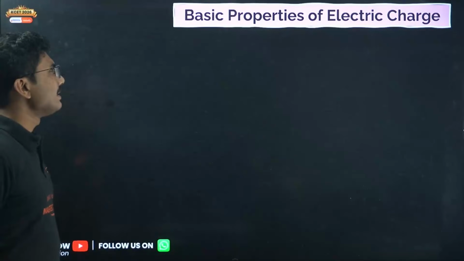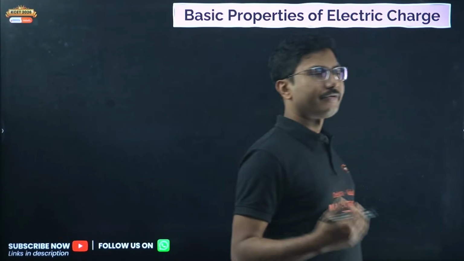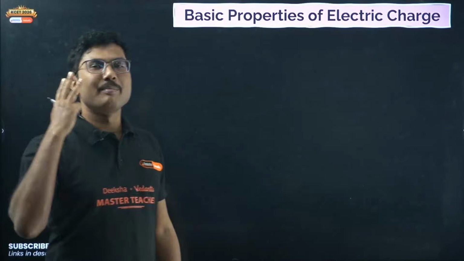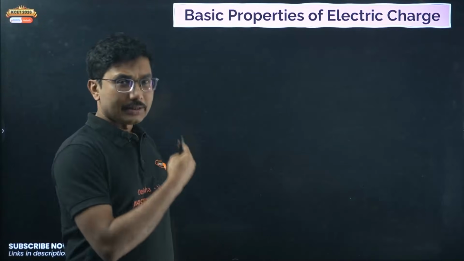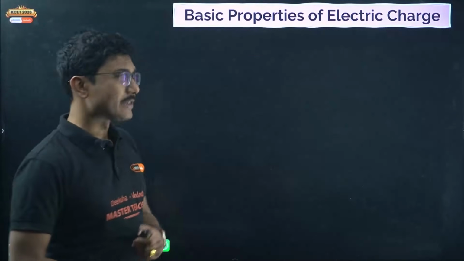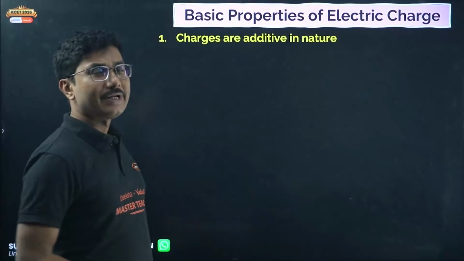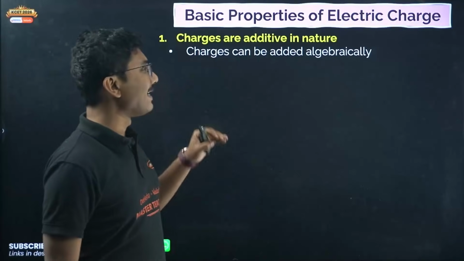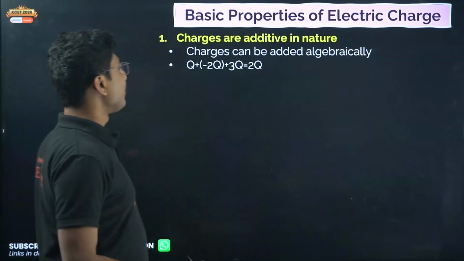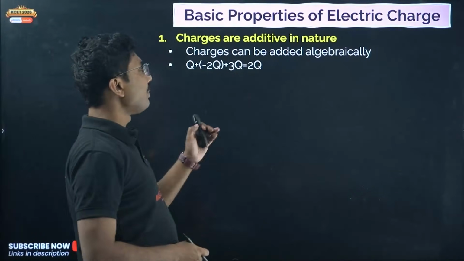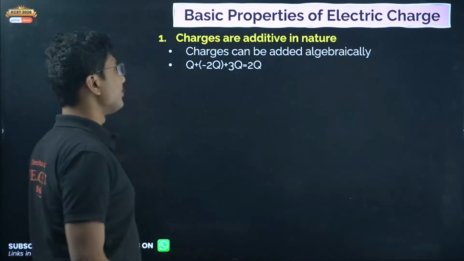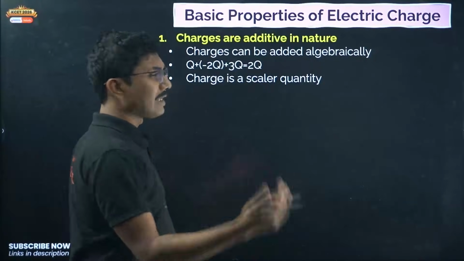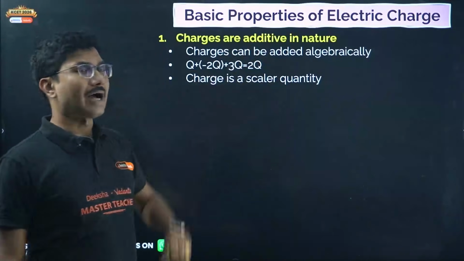Now next are the basic properties of electric charge. How many basic properties are there? There are basically 3 basic properties. These points are also important for your PUC exam. Charges are additive in nature. So you can add charges like scalar quantities. Charges can be added algebraically, right? For example, q minus 2q plus 3q equals 2q. This is an example of how you can add charges. This also implies that charge is a scalar quantity.